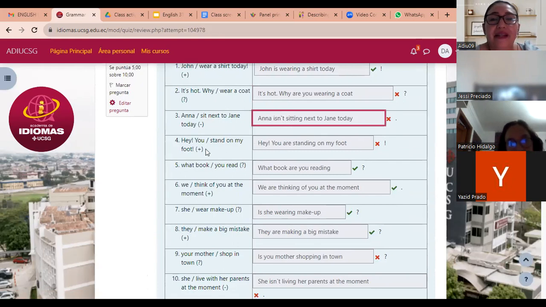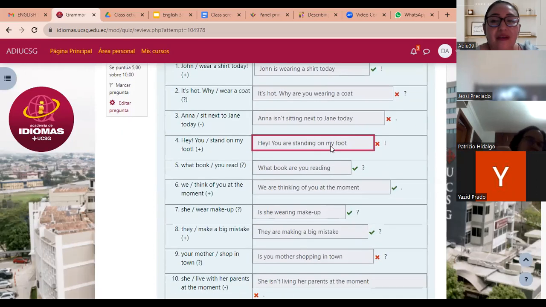And number 4 is the contraction, right? It's your standing on my foot, not you are, right? ¿Con qué apóstrofe en el you are? Because we can make it like the short version or the long version. It could be you are or you are standing on my foot. Yeah, but ¿qué tipo de apóstrofe? ¿El inclinado o el recto? That one we will have to, yeah, I don't know.